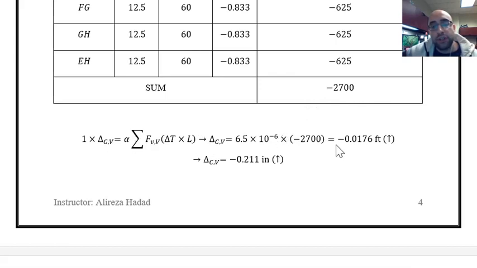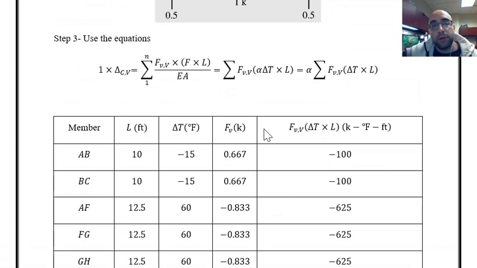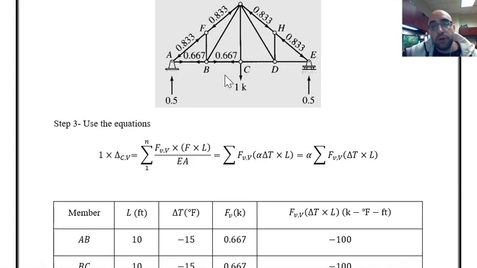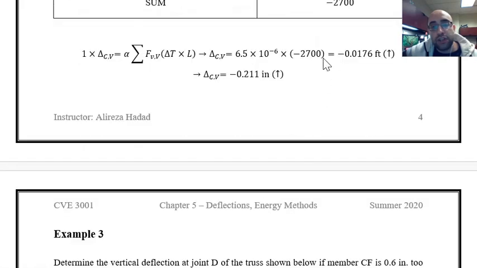You can see the deflection is minus 0.0176 feet. That is upward. Why is it upward? Because I get this deflection with a negative sign, which means the deflection is in the opposite direction to the virtual unit load that I applied. I applied the virtual load downward, and I got a negative deflection over here, which means the deflection of point C in the vertical direction is upward.